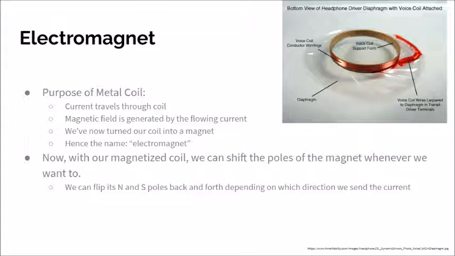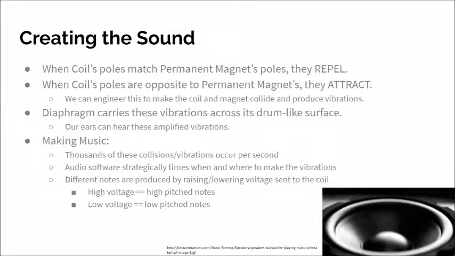And on this side, we go over how it acts like an electromagnet. So the metal coil, we send a current through the coil, and a magnetic field is generated by that flowing current. And once you have a flowing current like that, it acts as a magnet. So we call it an electromagnet. And if we send the current the opposite direction, it'll switch the poles. So we sort of have this behavior where we can choose how we want to send the current through and decide when and how we want the poles to flip.